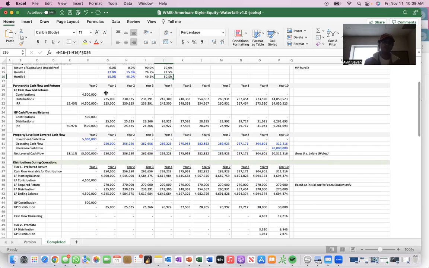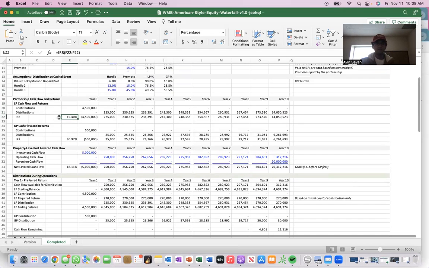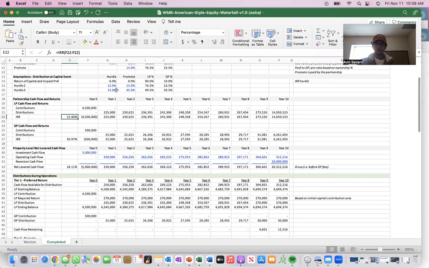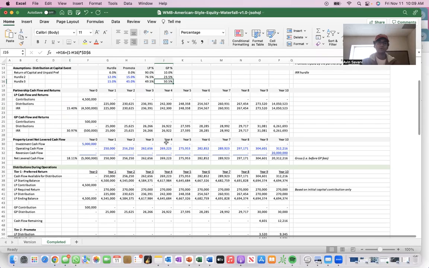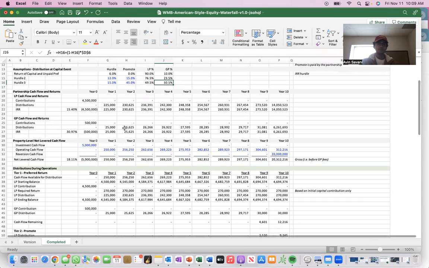So you have the contributions, the day one contributions, right? You have the distributions as far as how much they're going to receive year by year as the limited partner. And then you have also the internal rate of return check. So you want to make sure that this internal rate of return fits your hurdle criteria. Basically, since this is 15.4%, the GP is retaining 50% of the equity, or the capital, sorry.